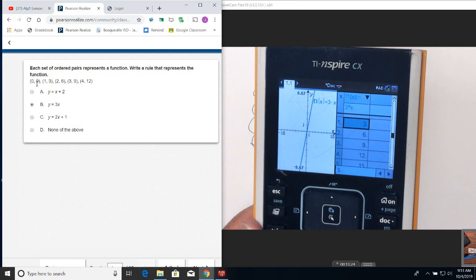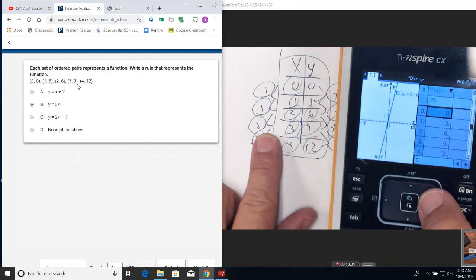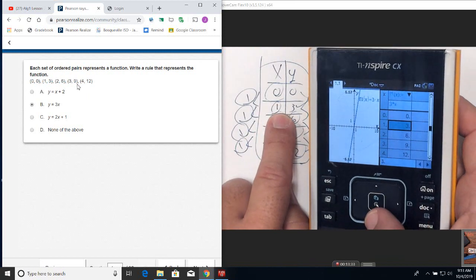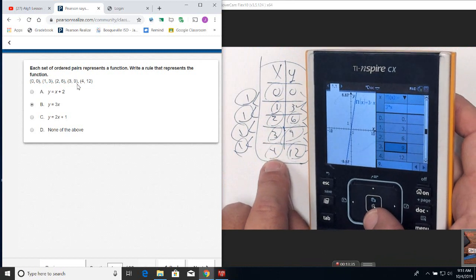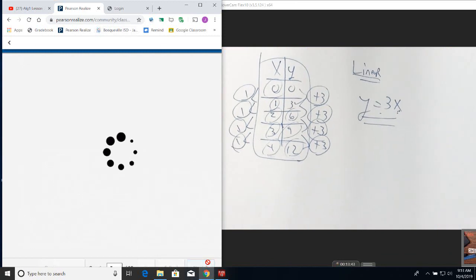Aren't these ordered pairs an x and a y, an x and a y? So let's go find those x and y's and see if it's the same thing as what we created with our table. 0, 0, 1, 3, 2, 6, 3, 9, 4, 12. Yay. We picked the right one. We know it's right now, so we checked it with our calculator, right? Not too bad so far? Now let's go to the next one then.